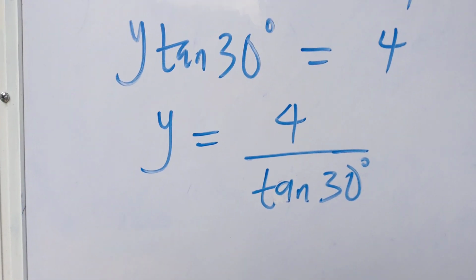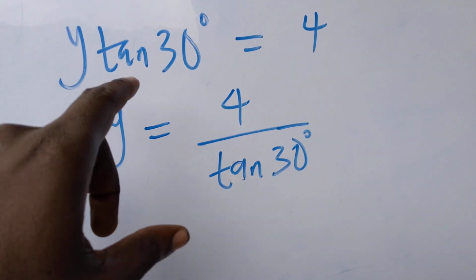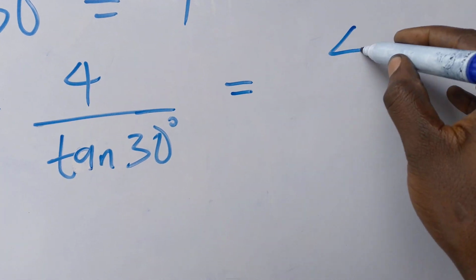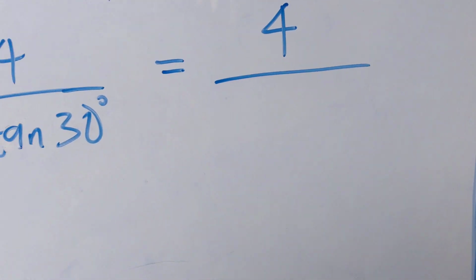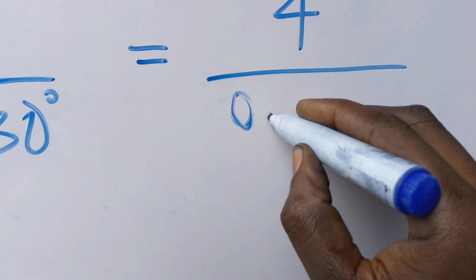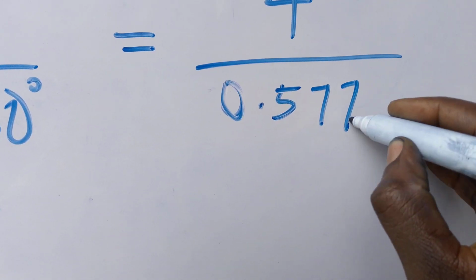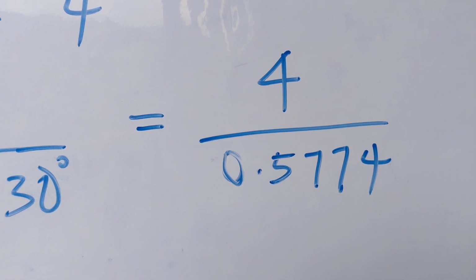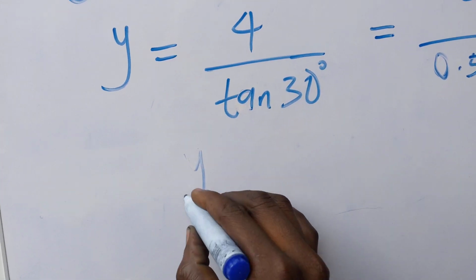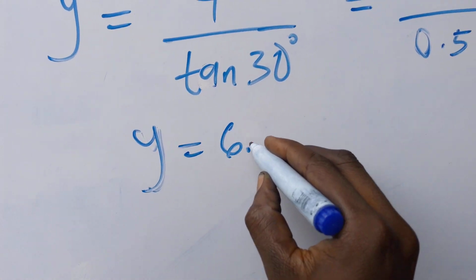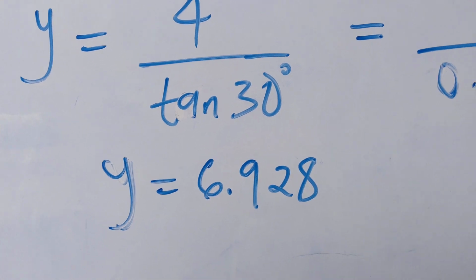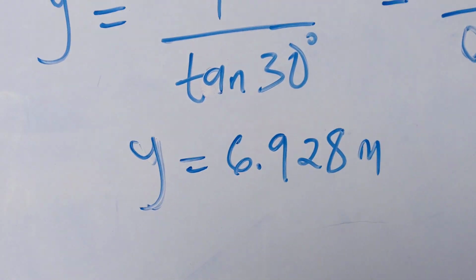Okay. So y will be 4 divided by tan 30. On my calculator, tan 30 is 0.5774. Then if I divide it, that gives me y equals approximately 6.928 to 3 decimal places.